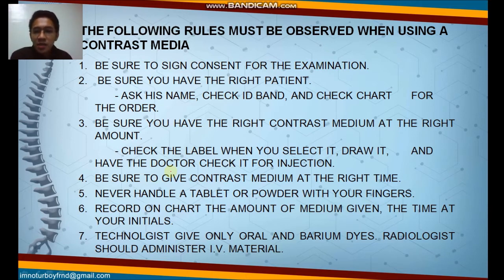Number 2, be sure you have the right patient. Ask his name, check ID band if ever inpatient, and check chart for the order. Okay, this is especially for the admitted patient. Okay, so for the outpatient, you have to ask his name and then other indications pudayon for his identity. Okay, what if ang imuhang na-injekan sa test dose is the watcher ni patient? Diba? Of course, sayop na kadaan to.